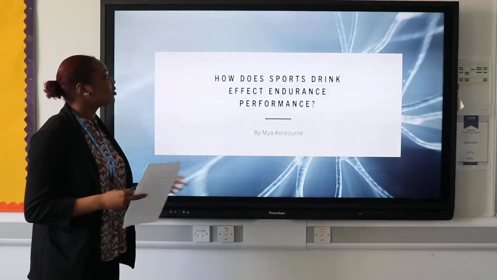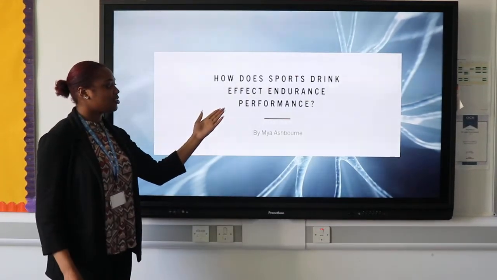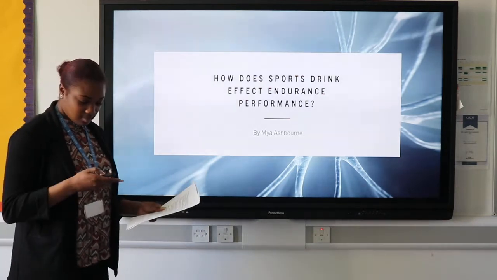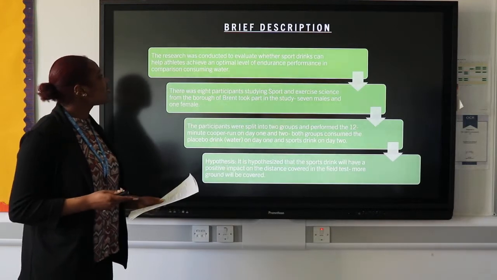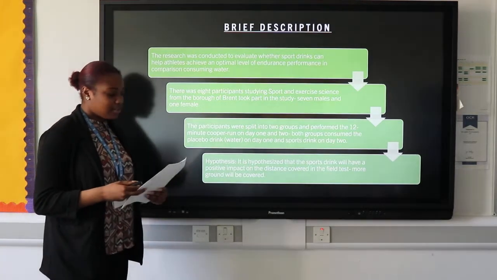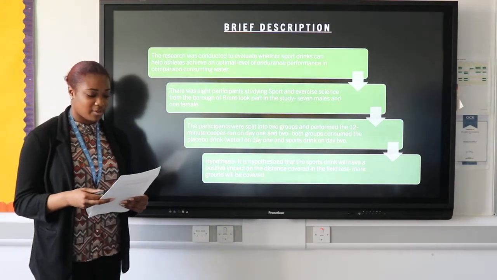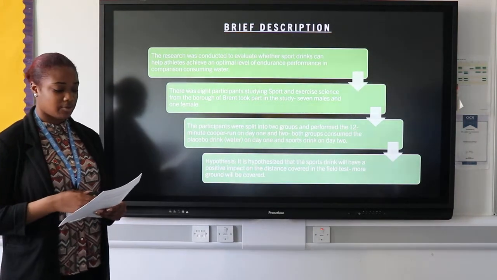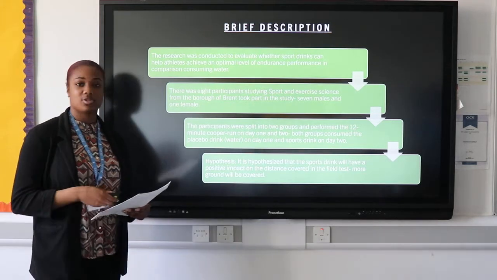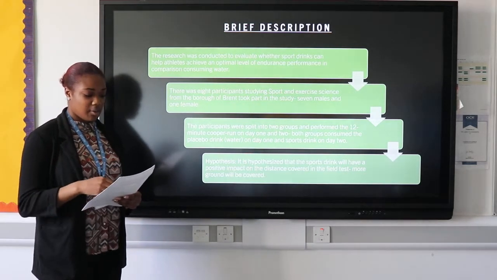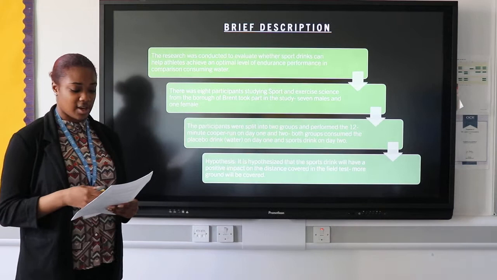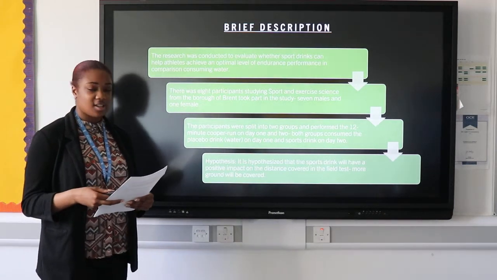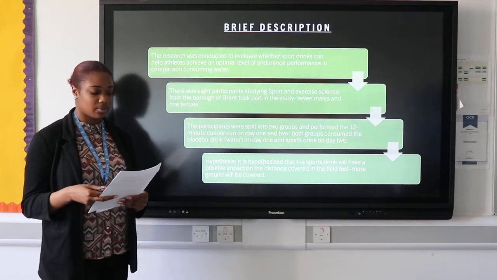My study was on how the sports drink affects endurance performance. A brief description of my study. The research was conducted to evaluate whether sports drinks can help athletes achieve an optimal level of endurance performance in comparison to consuming water. There were 8 participants studying sport and exercise science from the borough of Brent. They took part in the study, 7 males and 1 female.